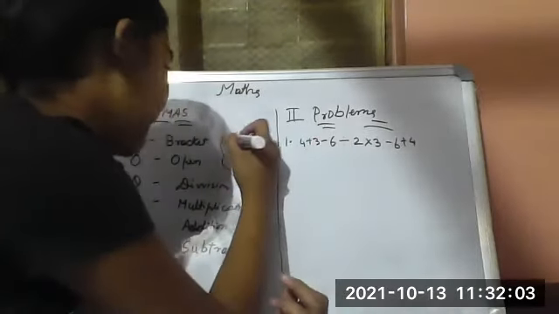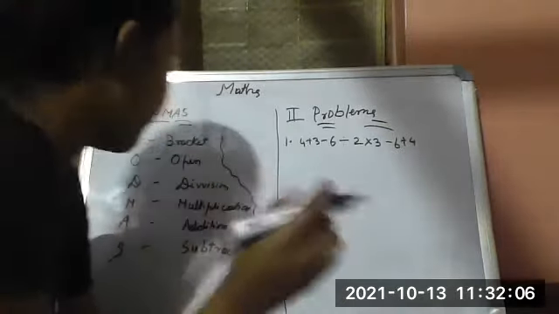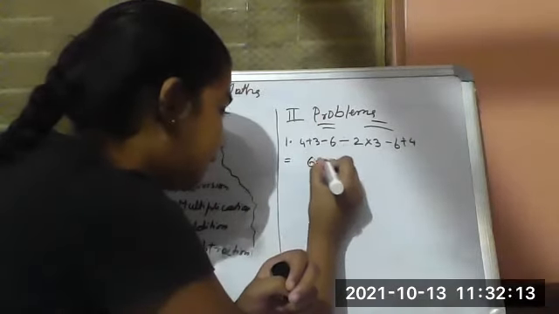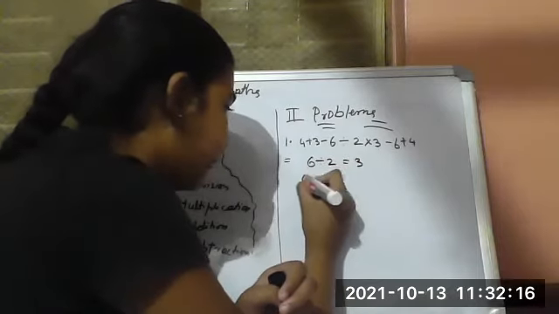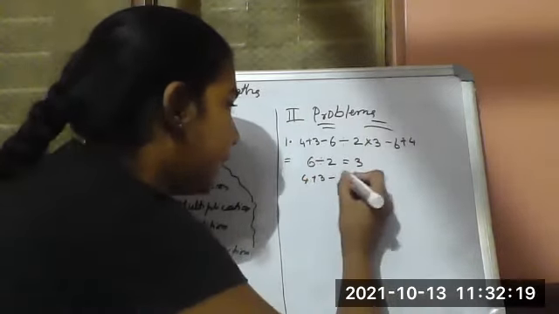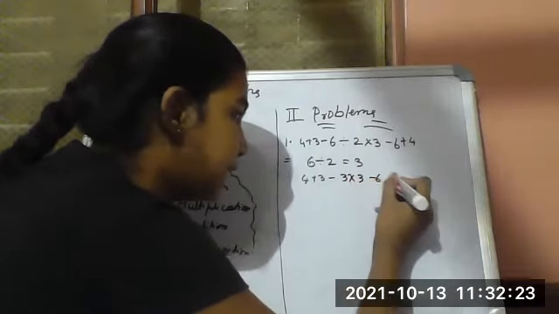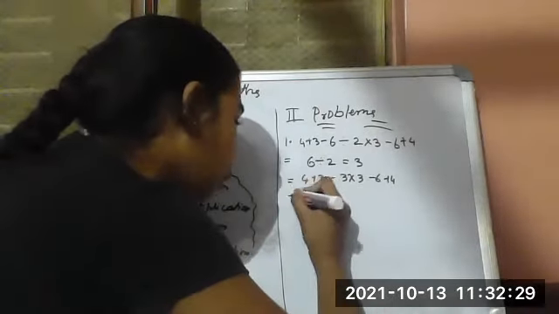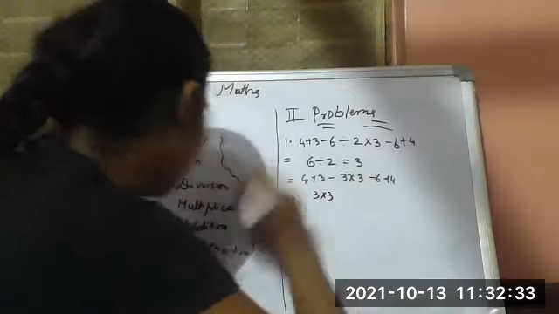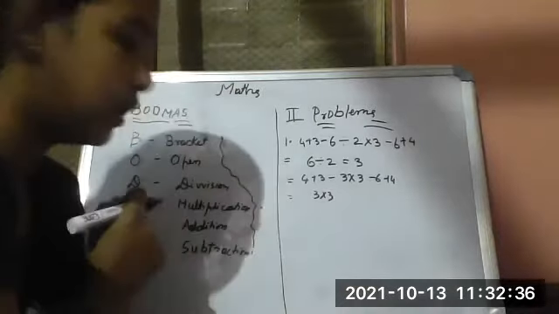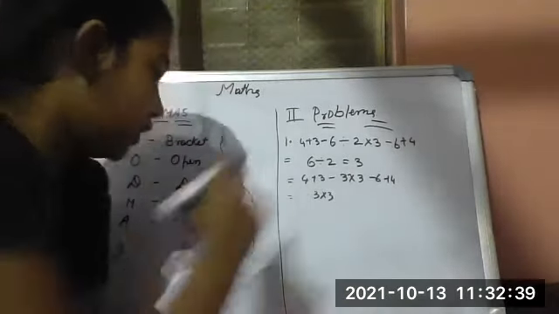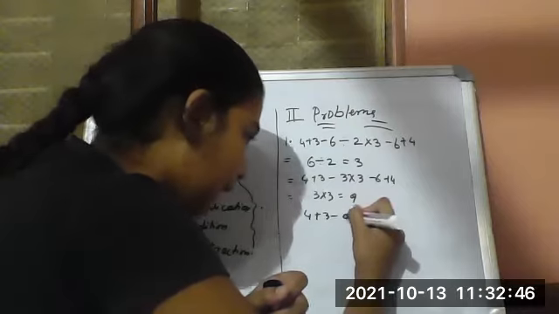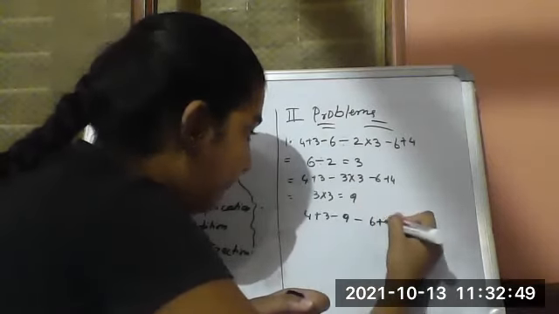So we have this BODMAS rule. Currently in this question we don't have a bracket, and we do not need to open anything. So we'll go to the next step, which is division. I will first do 6 divided by 2, which is equal to 3. So it becomes 4 plus 3 minus 3 into 3 minus 6 plus 4. Next, we'll do multiplication. So I do 3 into 3, which is equal to 9. So it becomes 4 plus 3 minus 9 minus 6 plus 4.